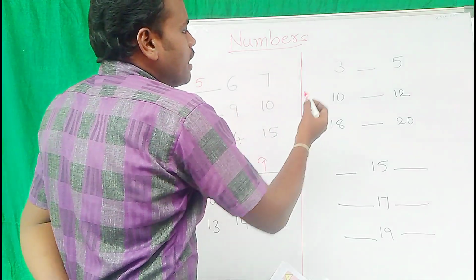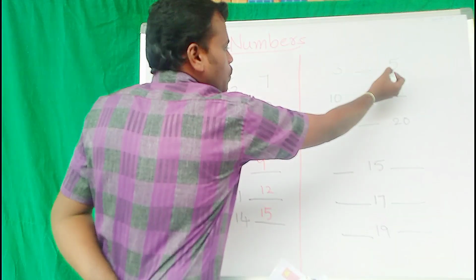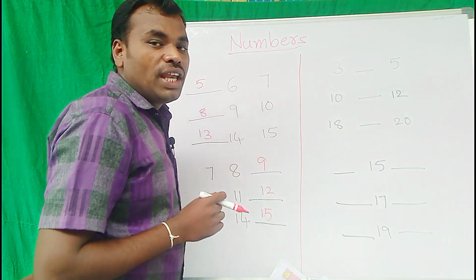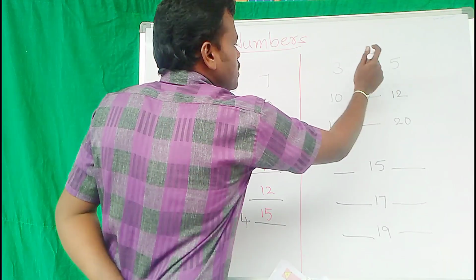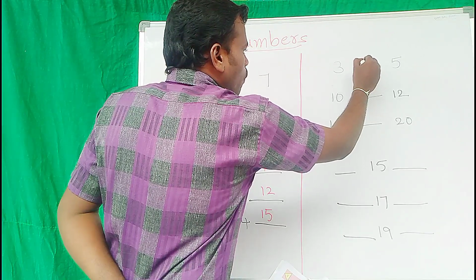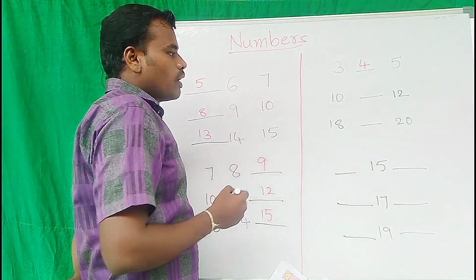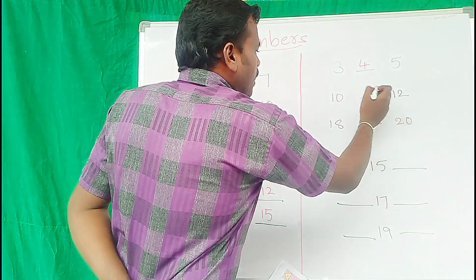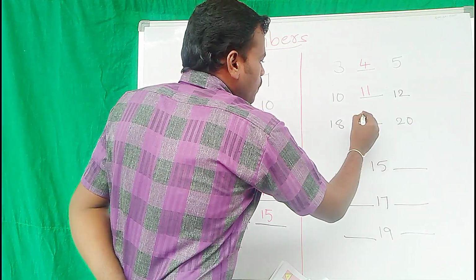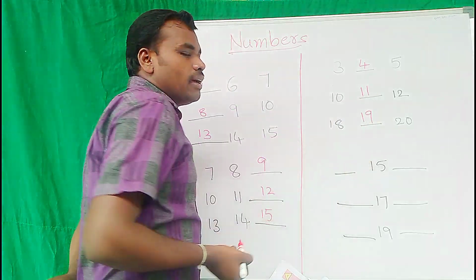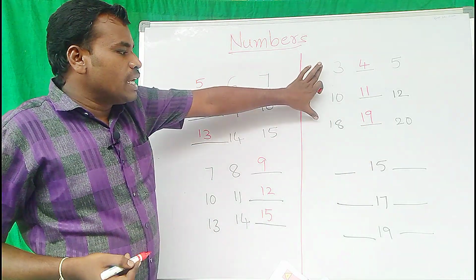Now see there, 3 and 5. Here we need to write the between numbers. Between 3 and 5 we have 4, so write 4 there. Between 10 and 12 comes 11. Between 18 and 20 comes 19. These are the between numbers.